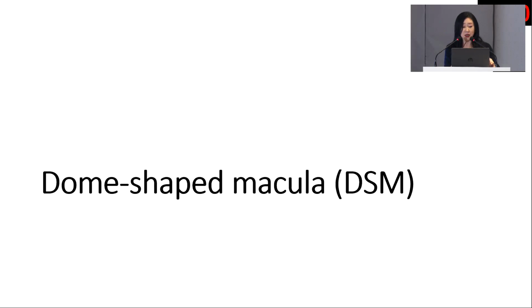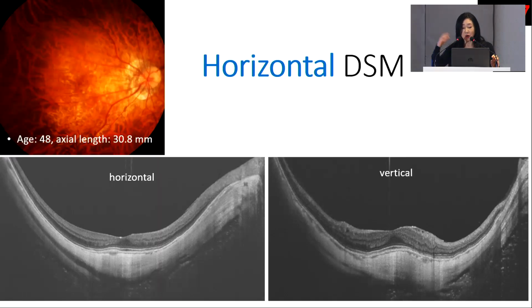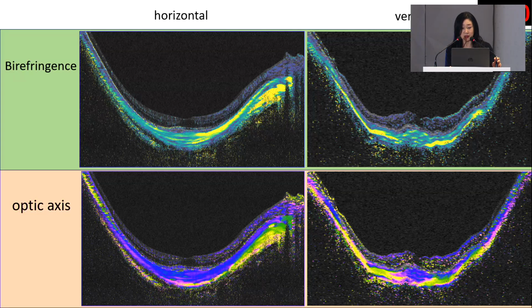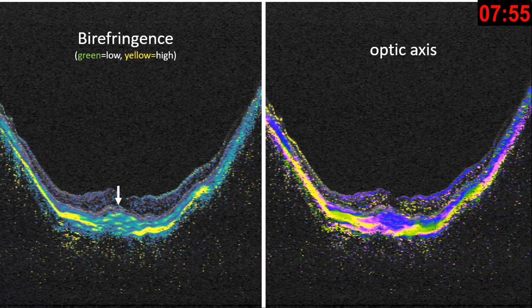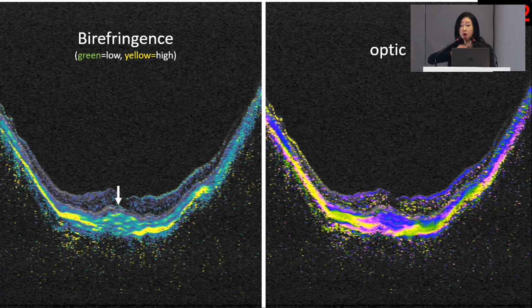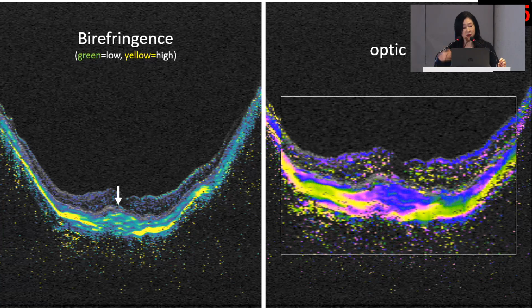So let's dive into a dome-shaped macula. This is a horizontal dome, so you can see a dome-shaped macula only in vertical section. And this is a PS-OCT image, and this is a vertical scan. In the birefringence image, you can see a low density of scleral fiber is aggregated in the dome area. And in the optic axis image, you can see the aggregation of horizontally running inner scleral fibers, while outer scleral fibers do not seem affected much.